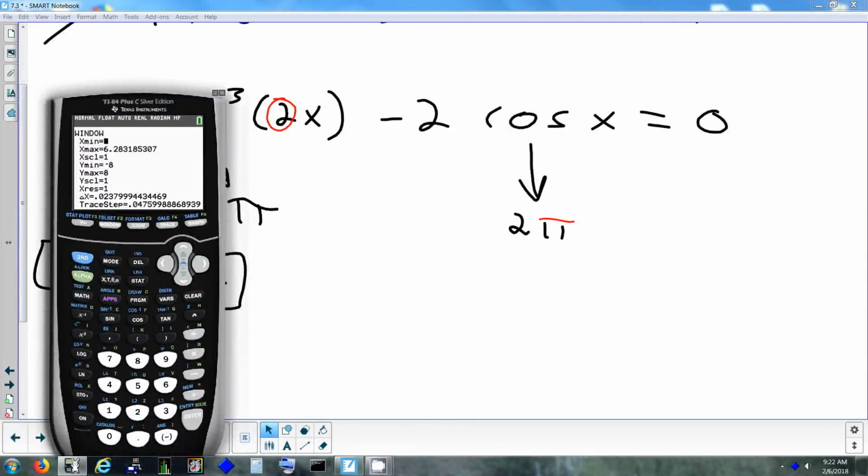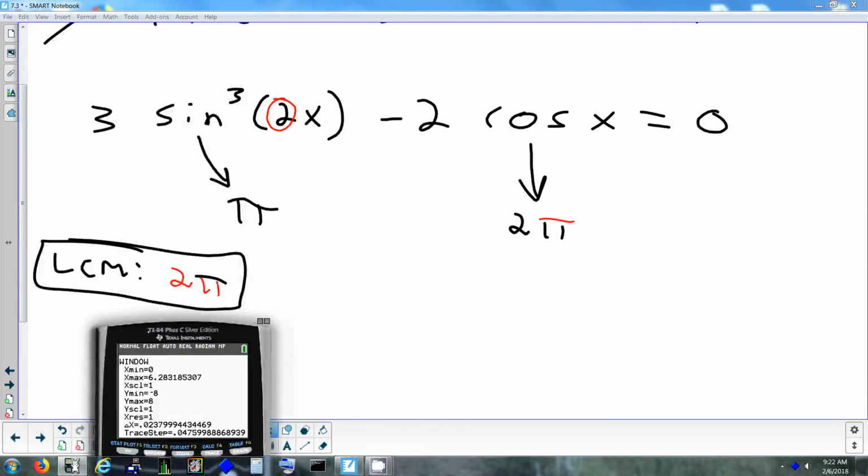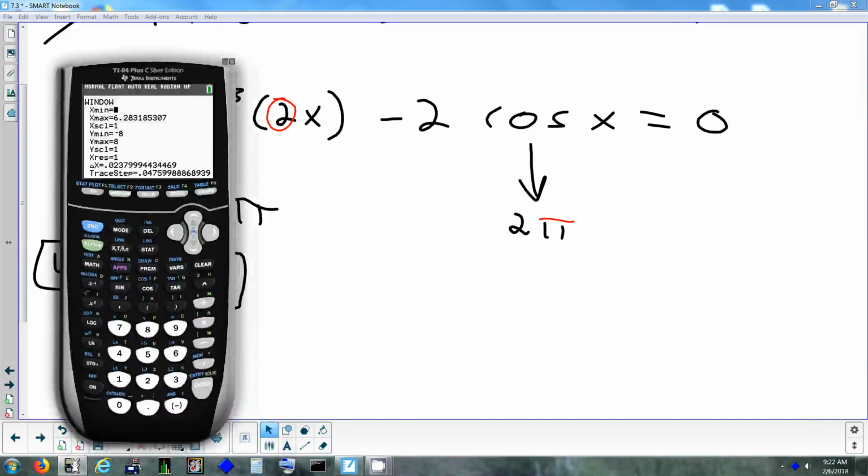All right, so we want to set our window so that it's the same width as the LCM. 2 pi. Okay, we're good. Zoom in a little bit. Let's go -5 to 5. And we're looking for how many times it crosses.